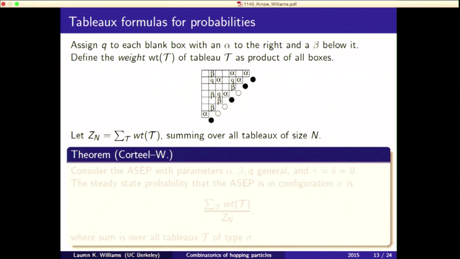And then the weight of a tableau is the product of all boxes. Okay, so now I'm just going to define this normalization factor Z sub n, and what we do is we write down all the tableaux of size n, and we sum up their weights. And then the theorem is as follows.